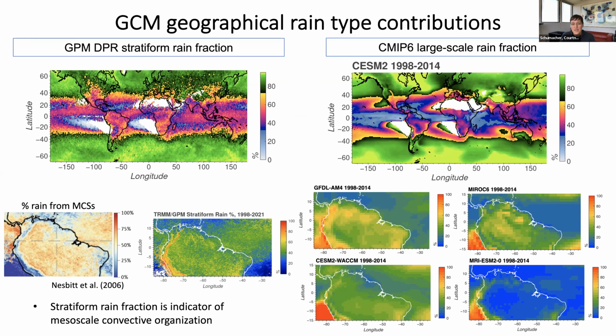And so what work do I mean? Oh, I had to highlight this because this is work by Steve and others that have shown how much rain comes from MCSs, or mesoscale convective systems. It's a lot, and this stratiform rain fraction is highly correlated to that. So this is just saying, this is a good metric in general for storms and storm organization.